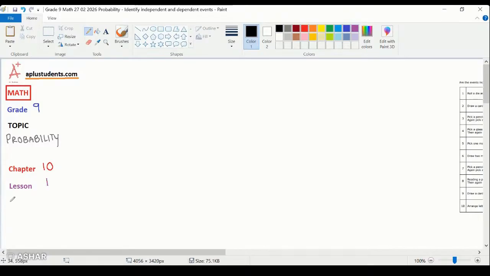What we would do is we would identify dependent and independent events. So let's see what basically dependent and independent events are. In case of dependent events, one outcome will be dependent on the other outcome.